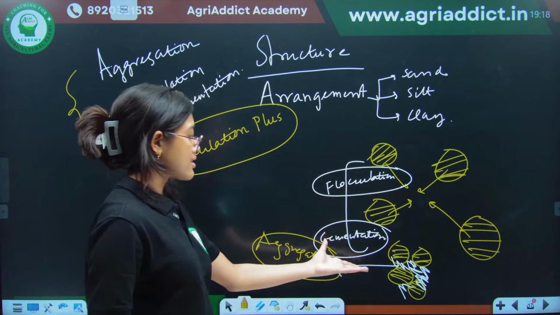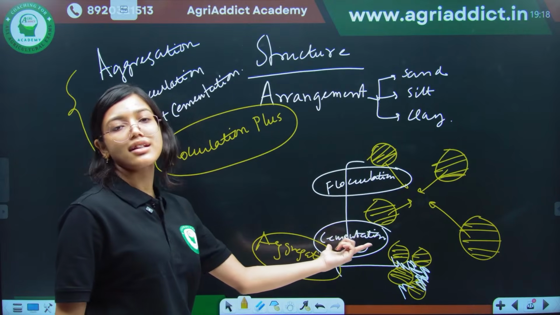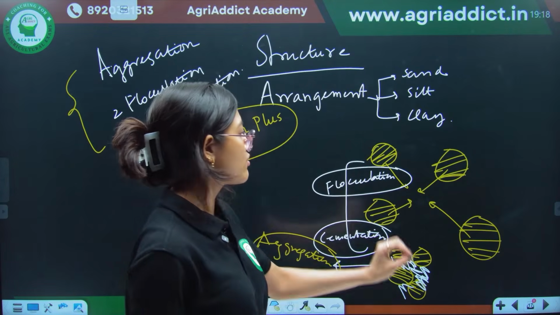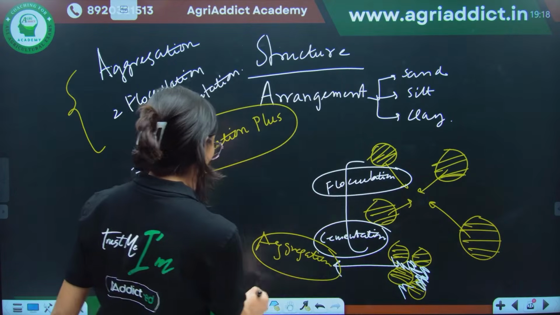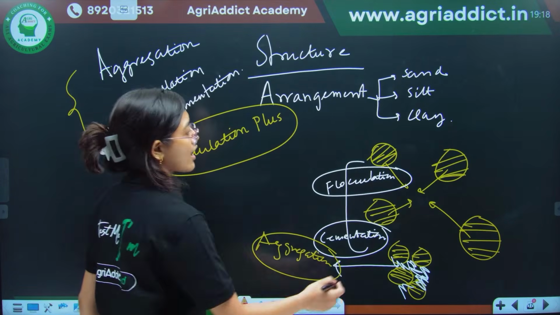So flocculation plus cementation will build you aggregation, and these are the cementing agents that I just mentioned. Now you need to disperse. The opposite of flocculation is called dispersion.